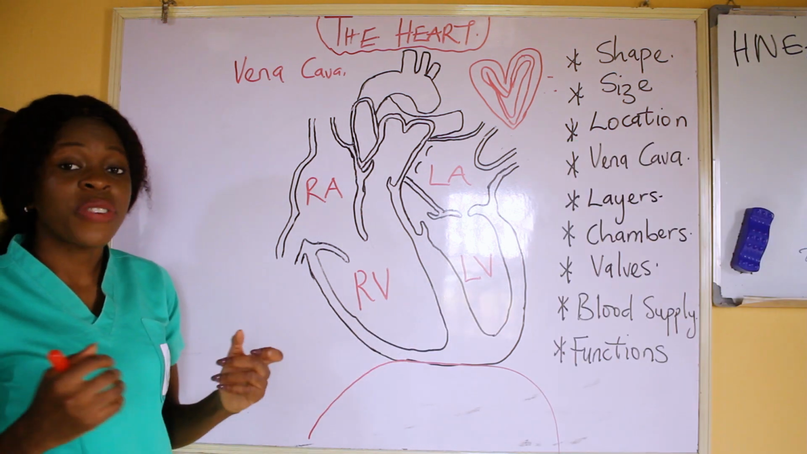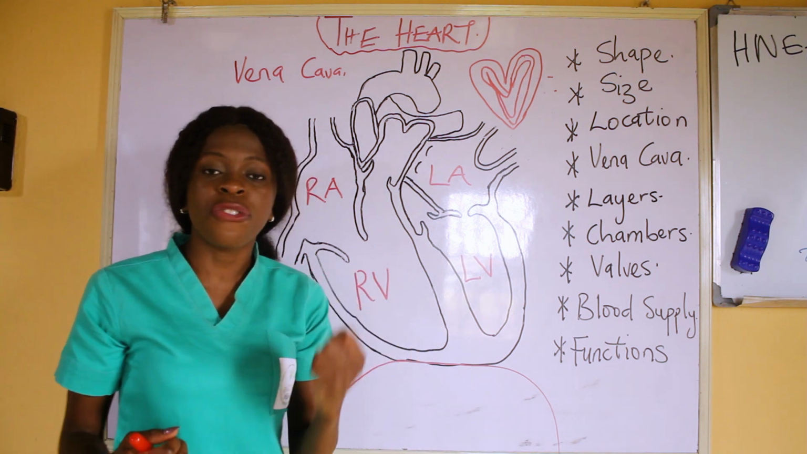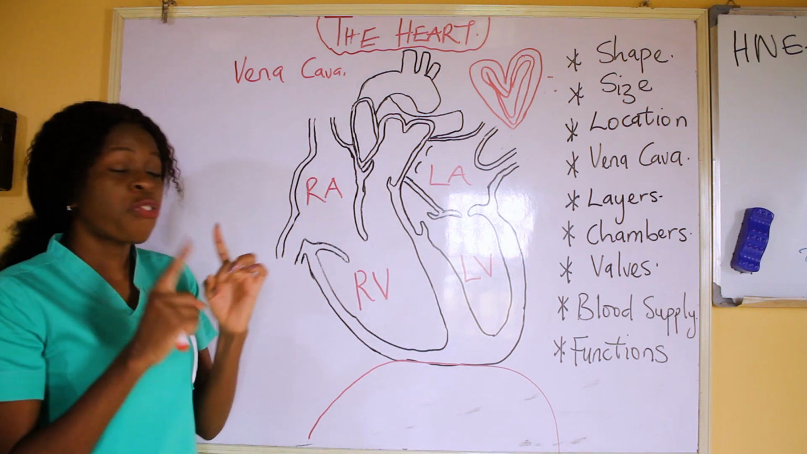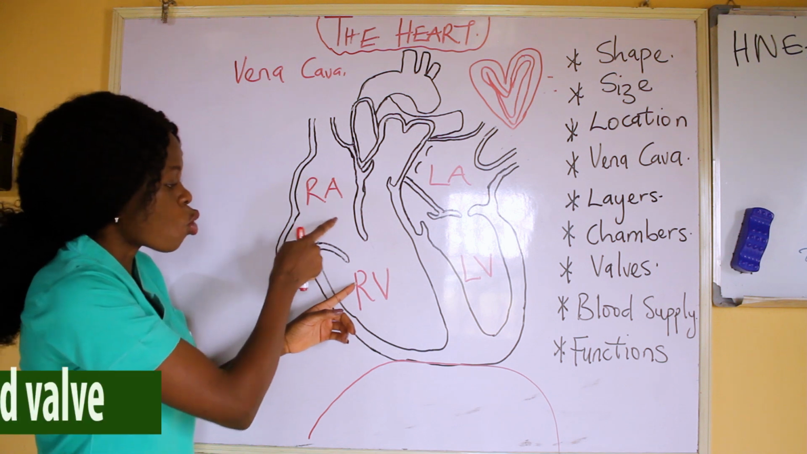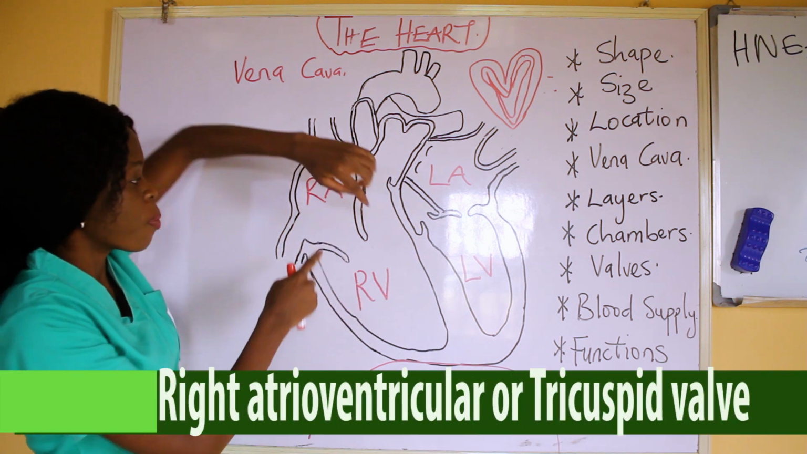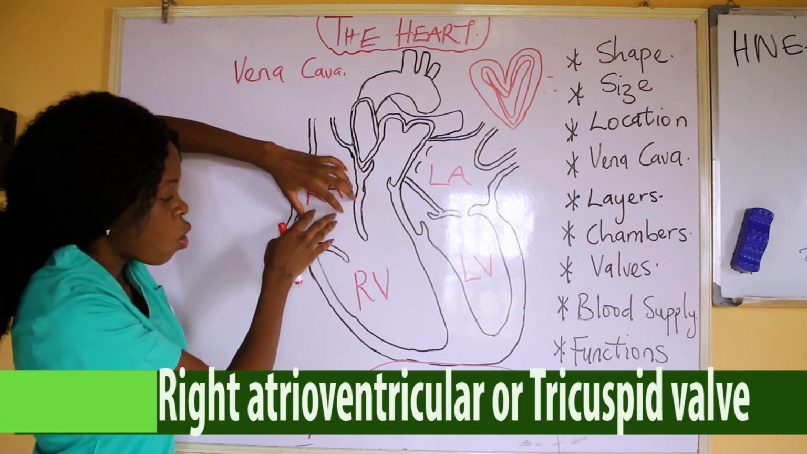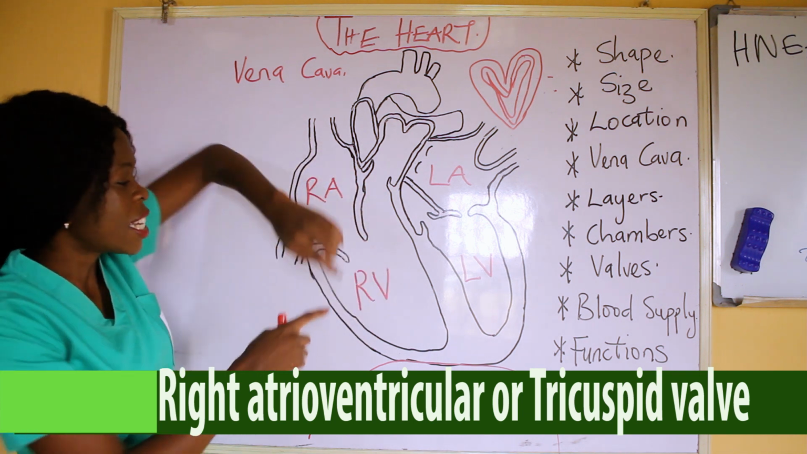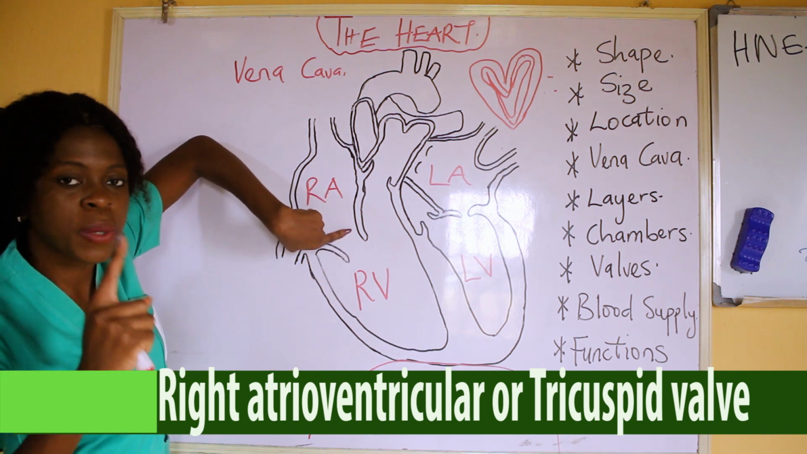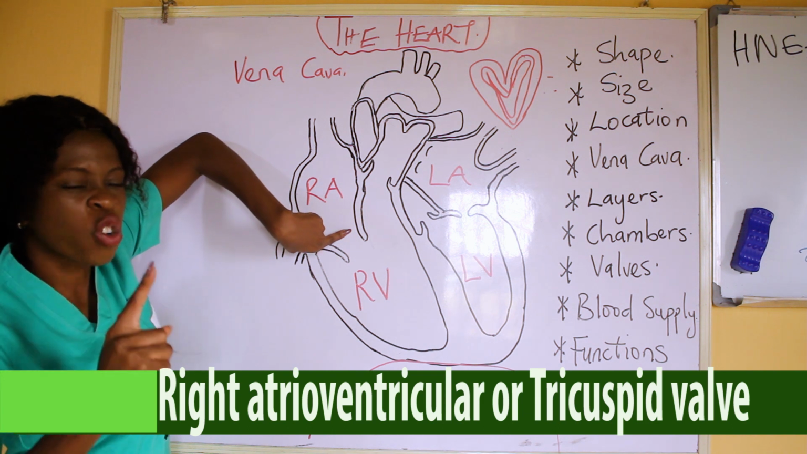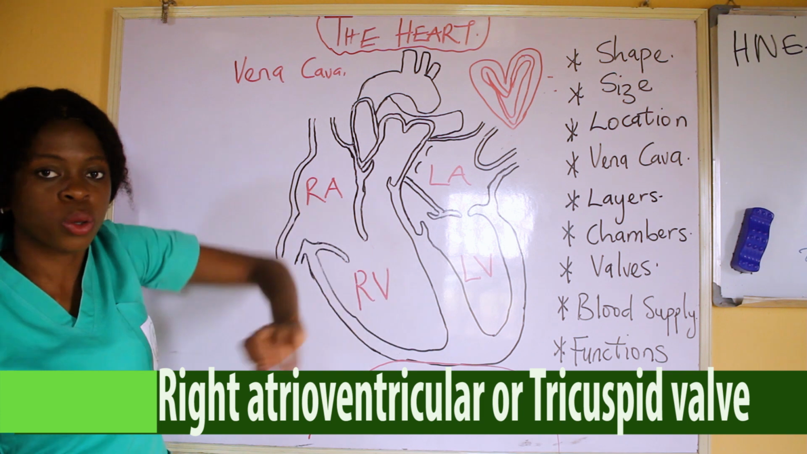Then that takes us to the valves. We have four valves in the heart. The first valve we have is the right atrioventricular valve. It's derived from atrium and ventricle. This right atrioventricular valve is also known as the tricuspid valve. It separates the atrium from the ventricle.